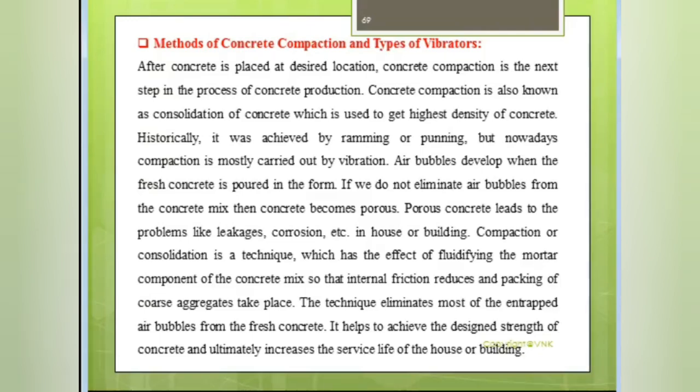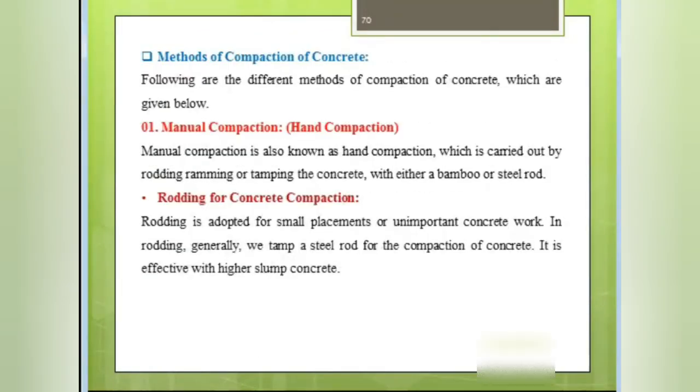So that's why we have to remove the air bubbles completely from our concrete with the help of compaction. That is nothing but compaction. It can be done through manual compaction or machine compaction. Okay, there are different methods. So in manual compaction, there is tamping by rod.